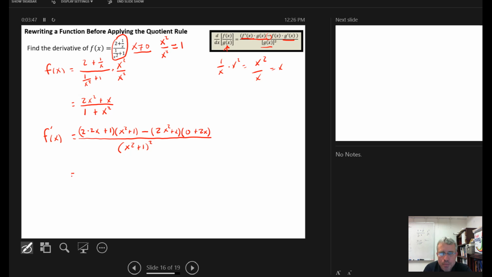And now clean things up a little bit. 2 times 2 is 4x, so we have a 4x plus 1 times an x squared plus 1 minus, and here I have a 2x squared plus x times a 2x, and this is all over the x squared plus 1 squared, equals, I see that I have a common factor of x here.